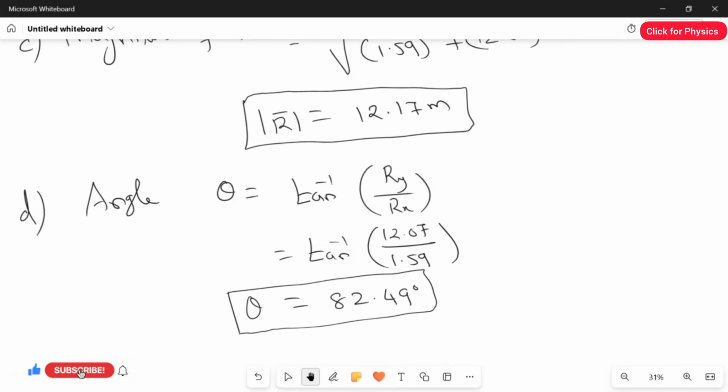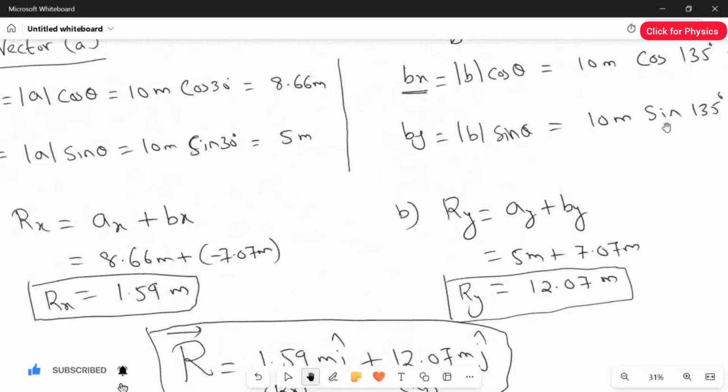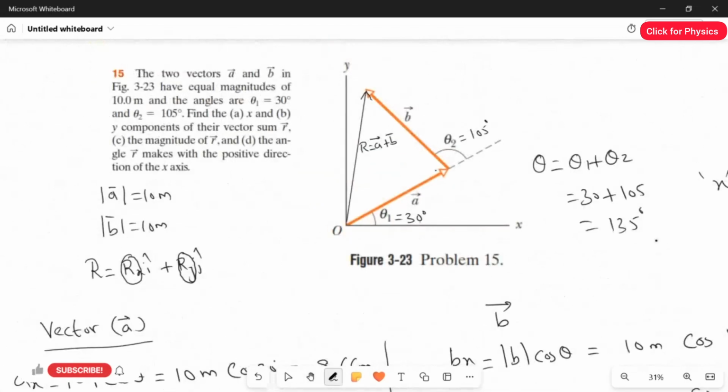So what is this angle? Let's go back to the diagram. We can see the angle. What is the angle from the diagram? You can see that after you add the a vector and b vector, this will be the final angle. So what answer did we get here for this angle? 82.49. Clear? So in this way, you have to solve this type of question.